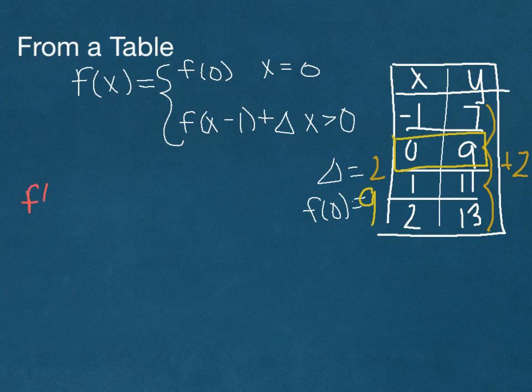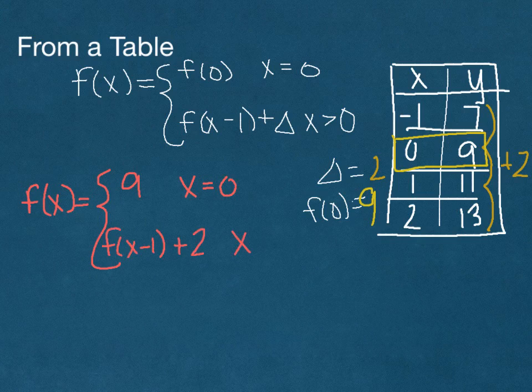So I have f(x) equals, instead of my f(0), we found that to be 9, when x equals 0, f(x − 1) plus my delta, which is a 2, when x is greater than 0.